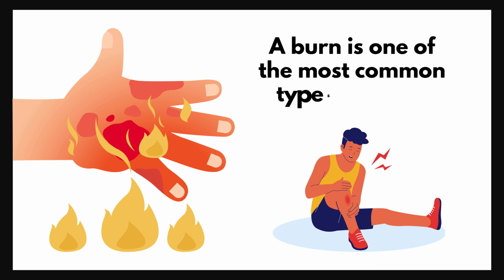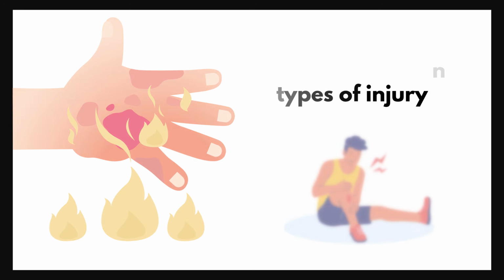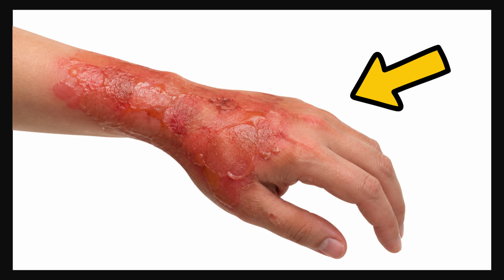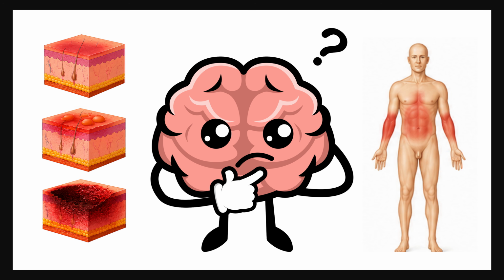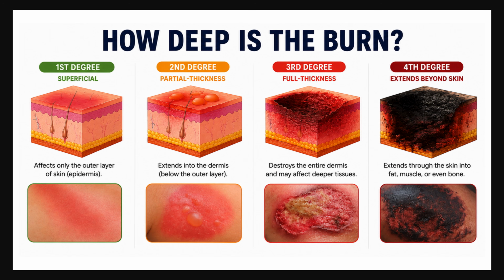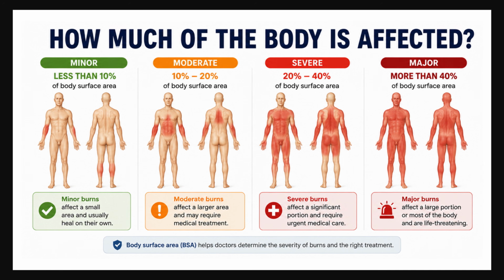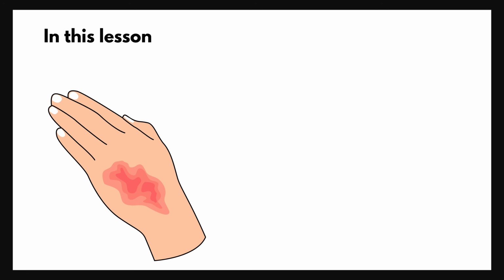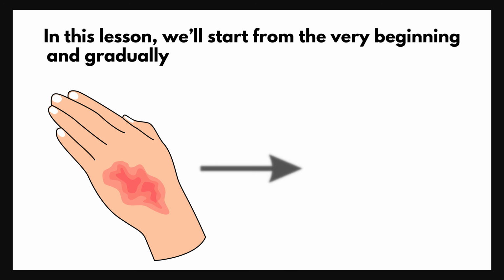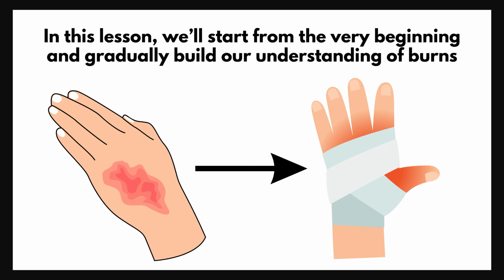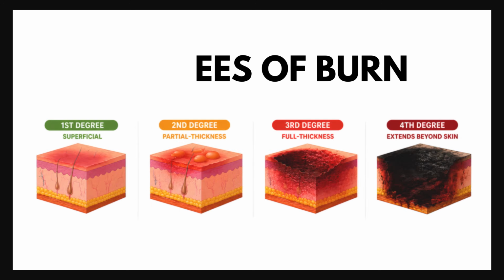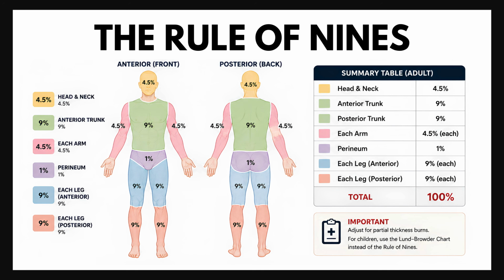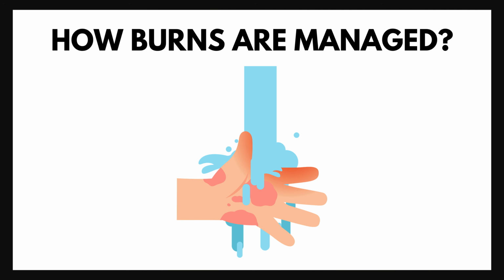A burn is one of the most common types of injury, but understanding a burn involves much more than simply looking at damaged skin. To understand how serious a burn is, we need to answer two important questions. How deep is the burn? And how much of the body is affected? In this lesson, we'll start from the very beginning and gradually build our understanding of burns, from what causes them to the different degrees of burn, the rule of nines, quick memory tricks, and finally how burns are managed.